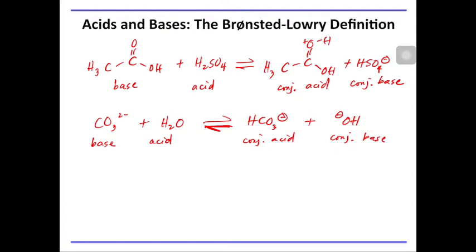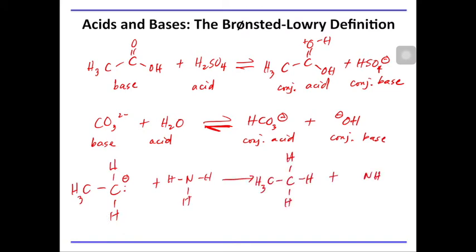Okay, suppose we have the following reaction. What happens here is that your carbanion deprotonates the hydrogen of your ammonia to form an alkane, which is called ethane, and forming this amide anion. In this context, your base is the carbanion, the acid is your ammonia, the conjugate acid is your ethane, and the conjugate base is the amide anion.